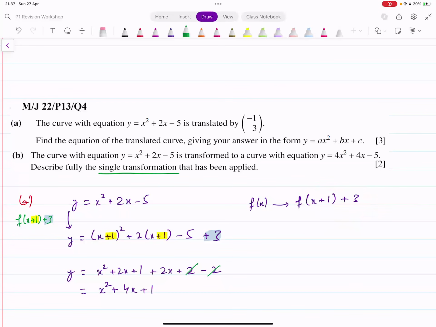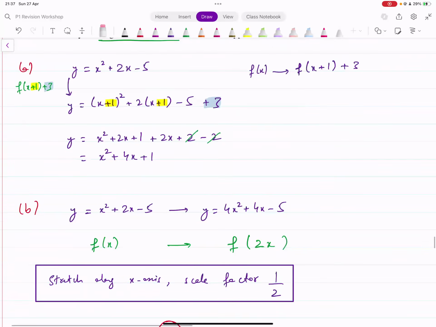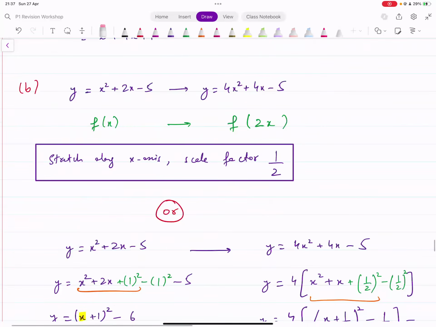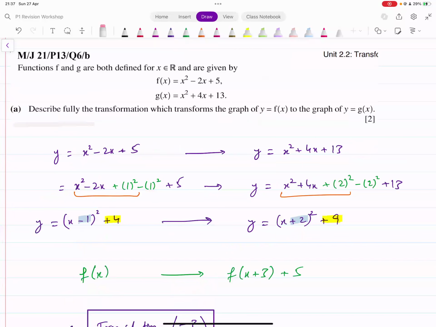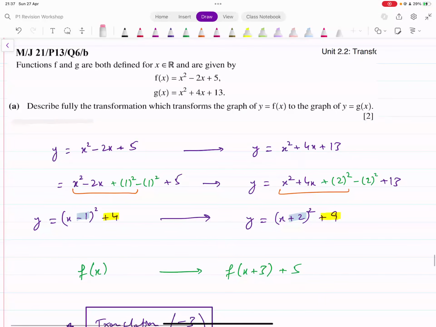But when you have to identify the transformation, for example, in the second part now, you've got this equation, and it's transformed to this equation. Describe fully the single transformation that has been applied to go from this step to this step. Now, how do you think about this? Let me come back to that example in a moment. There's another complication there, so let's do this one first.